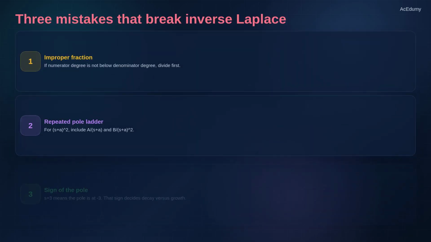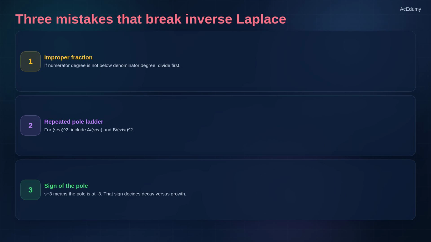3 mistakes to avoid. First, if the fraction is improper, divide before partial fractions. Second, for a repeated pole, do not write only one term. Include the whole ladder, like a over s plus a and b over s plus a squared. Third, check signs carefully. s plus 3 means the pole is at minus 3, not plus 3. That sign decides whether the time response decays or grows.